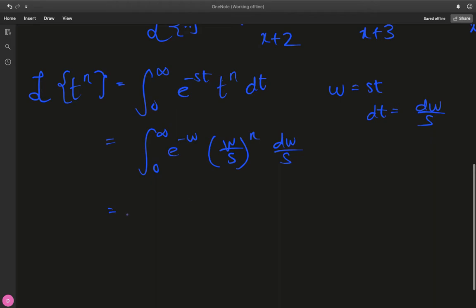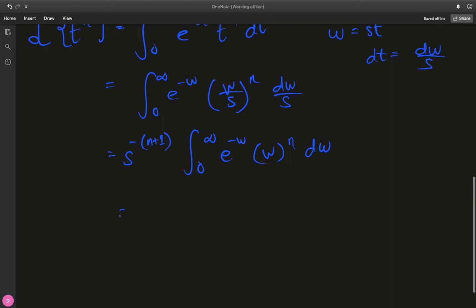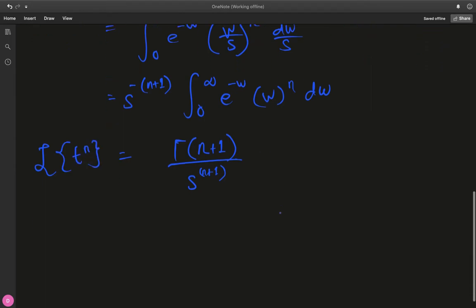Finally we have s to the negative (n plus 1) power times the integral from 0 to infinity of e raised to negative w times w to the n dw. Notice this is just the gamma of n plus 1. So this will become gamma of n plus 1 divided by s to the (n plus 1)th power. That's nothing but the Laplace transform of t to an arbitrary n power.